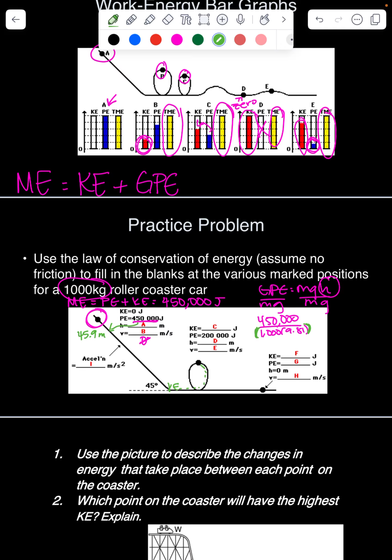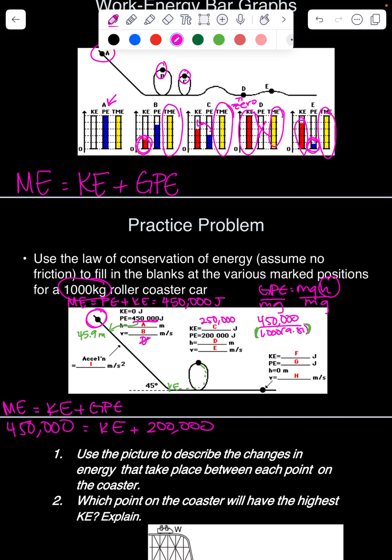So the first thing that we can solve for is that kinetic energy. Well, again, we know that our mechanical energy is equal to our kinetic plus our potential. We know our total mechanical is 450,000, which means that we are going to subtract that 200,000 of potential energy to get our kinetic. So that's going to give us a kinetic energy of 250,000 joules. Holy moly, that's a lot.